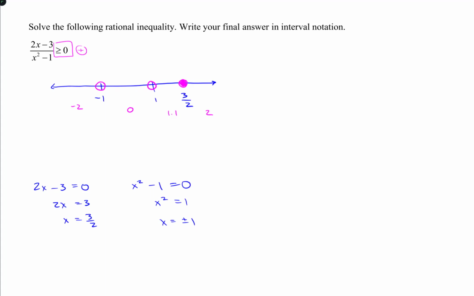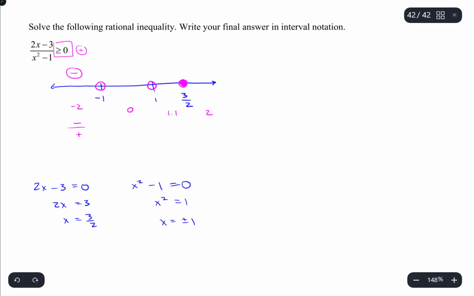All right, so if I put negative 2 in, negative 2 times 2 gives me negative 4 minus 3. Doesn't really matter what that value is, it's a negative number. And then if I put negative 2 in and square it, that's going to be 4. 4 minus 1 is 3. That's a positive value. So a negative over a positive results in a negative. Now if I put in 0, this would be 0 minus 3, so that's a negative value, negative 3. And then 0 minus 1, that's also negative. So negative divided by negative gives me a positive.